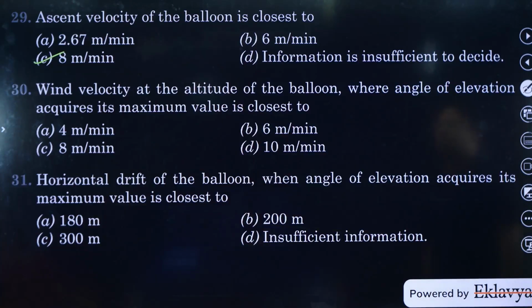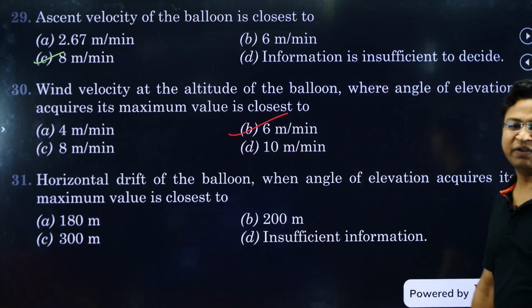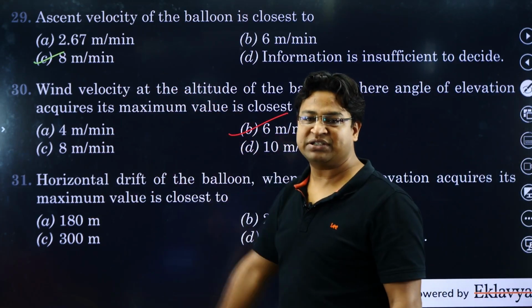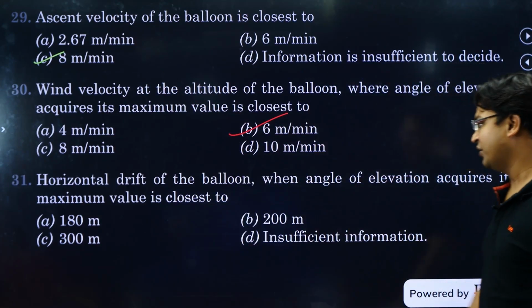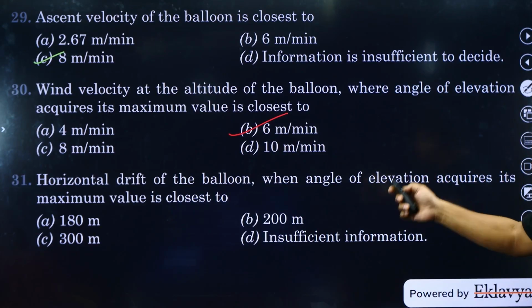Let's go back and check whether we have 6 meters per minute as an option or not. So this is again the correct value. All right. So here option C was the answer. Here option B is the answer. All right. Horizontal drift of the balloon when the angle of elevation required. Easy question, guys.